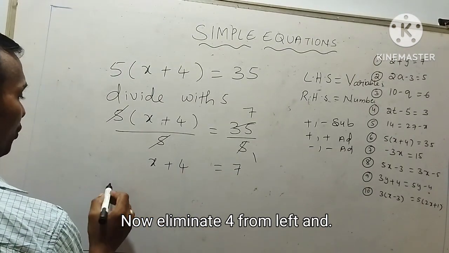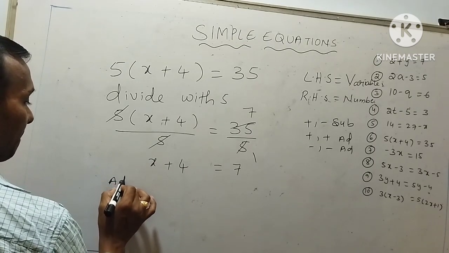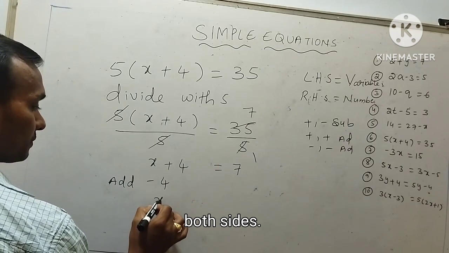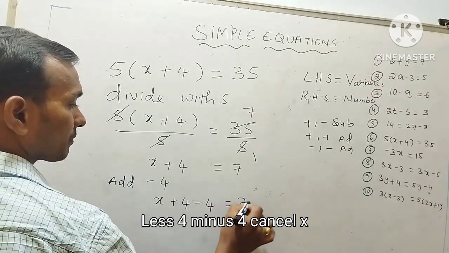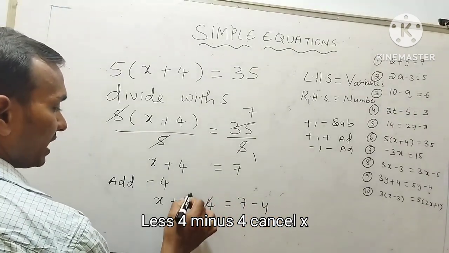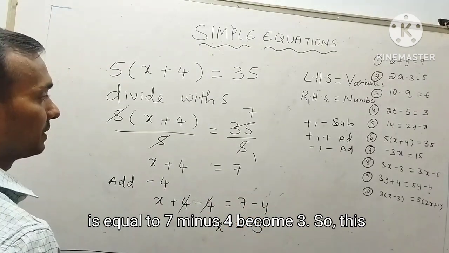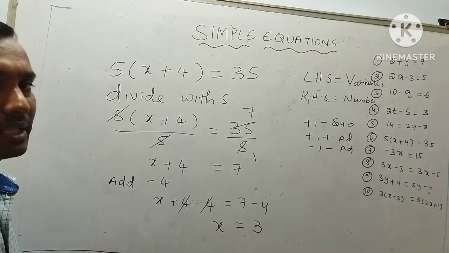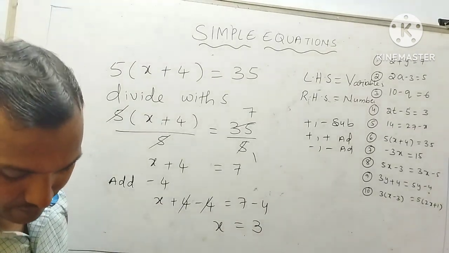Now eliminate 4 from left. Add minus 4 on both sides. Plus 4 minus 4 cancel. x is equal to 7 minus 4, that becomes 3. So this is the elimination method and very simple method to solve the problems of simple equations.